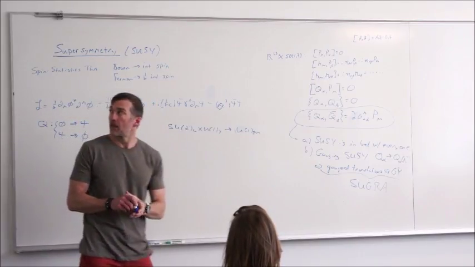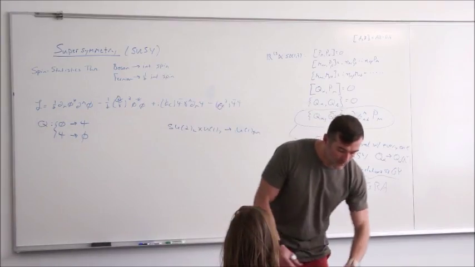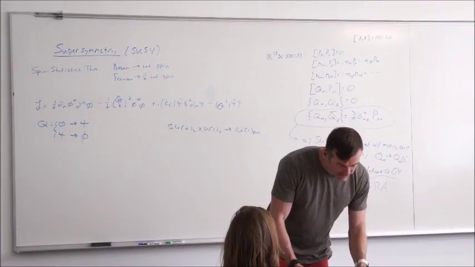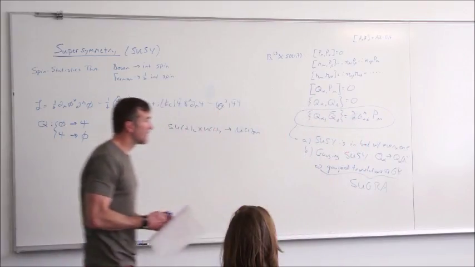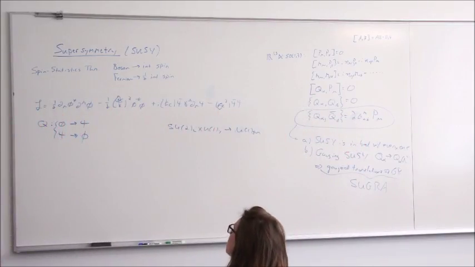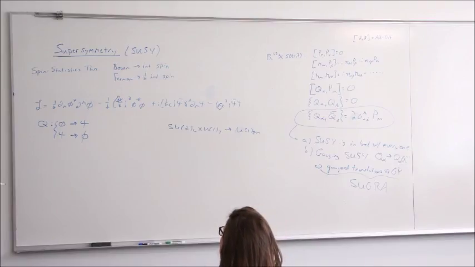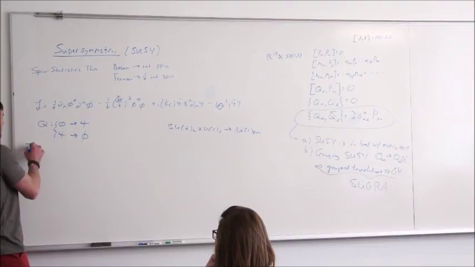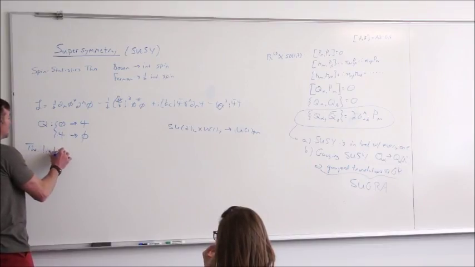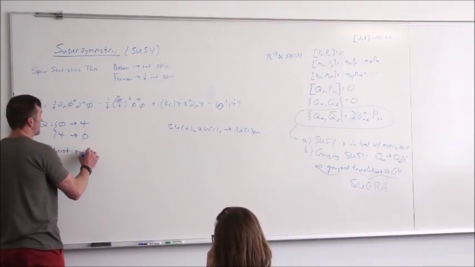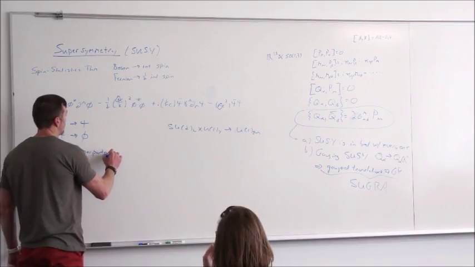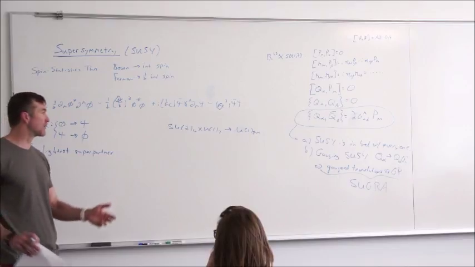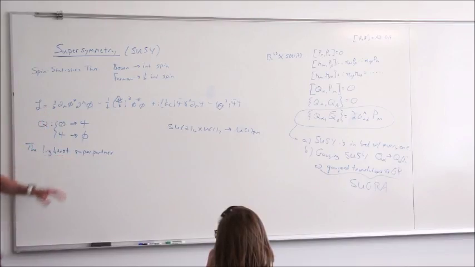Okay? Now, I've said all this, and I've given you no motivation for why any of this might be remotely useful. And there's actually three really amazing reasons. There's lots of reasons why this is useful, but I'll give you three quick ones. First of all, the lightest superpartner, okay, this is a supersymmetric particle. It's a partner to one of the standard model particles. The lightest one is stable.